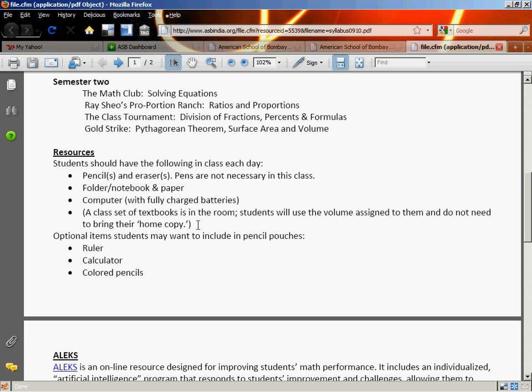Now, you won't need to bring a book with you. You're going to have a home copy of the textbook that you'll keep at home, and we'll have a class set of textbooks in the room that you'll be assigned a certain number, and you'll use that book every day in class. So you won't have to carry around this big, heavy book. That's a nice thing that ASB does for you. Other things that you can bring with you, but you don't have to, include a ruler, calculator, and colored pencils. Calculators are great. We will be using them, but I do have a class set of them if you need.